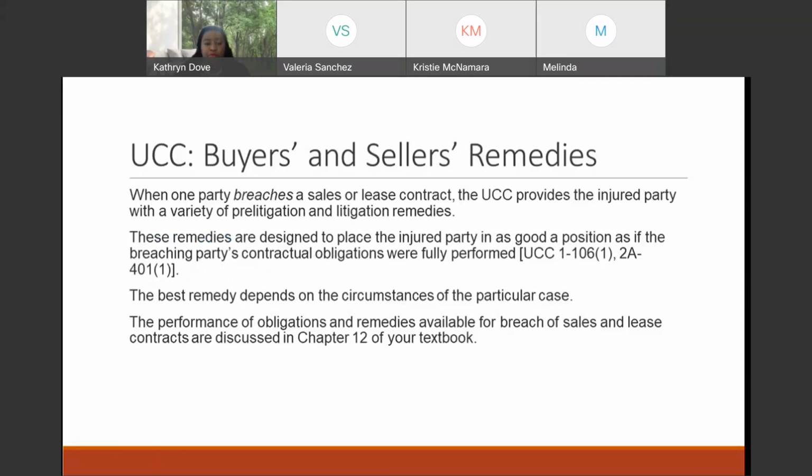Now, if one party breaches the sales contract, the UCC does provide a remedy to the injured party. These remedies are designed to place the injured party in as good a position as if the breaching party's contractual obligations were fully performed. That's a term known as expectation damages. So when you enter into a contract with another party, you expect that they're going to perform their contractual duties. And if they don't, that's a breach of contract, and the injured party can sue for expectation damages.